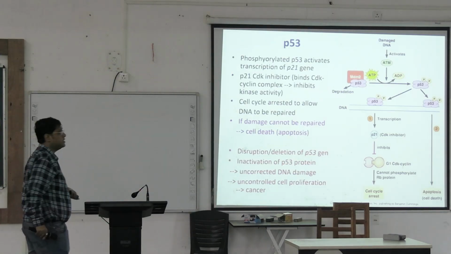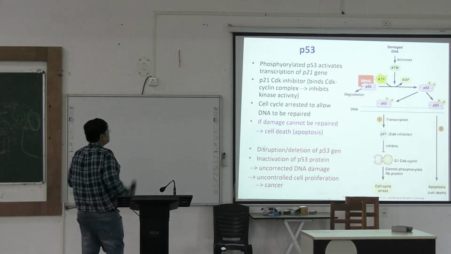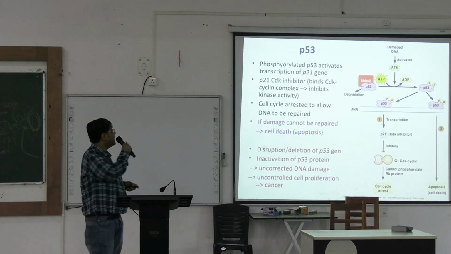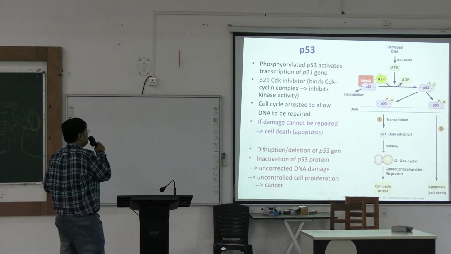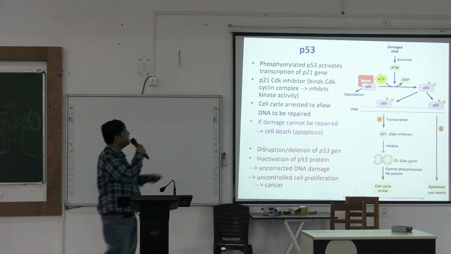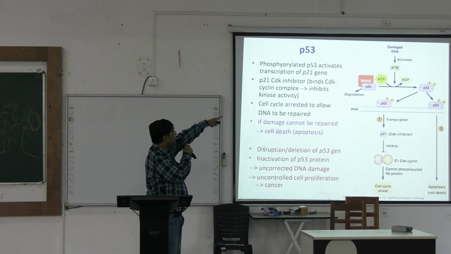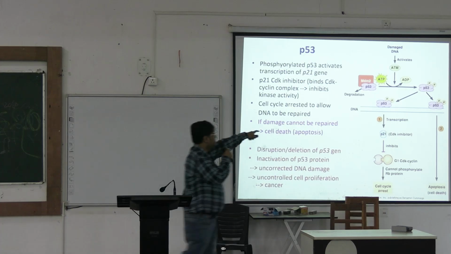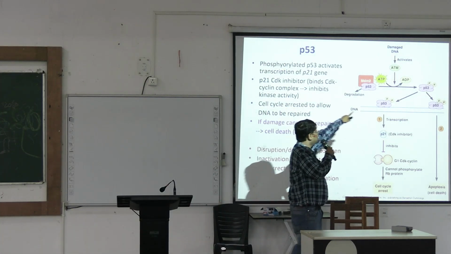Another very important question, another mechanism. Phosphorylated P53 activates transcription of the P21 gene. See, this is the damaged DNA. The P53 is phosphorylated. See, there is a P written above P53, so phosphorylated.